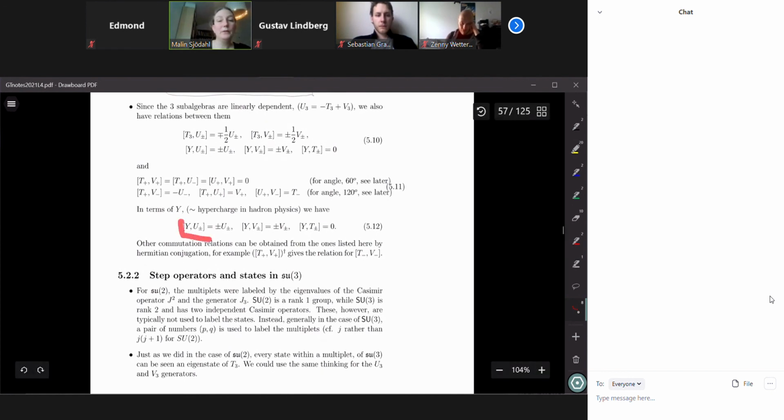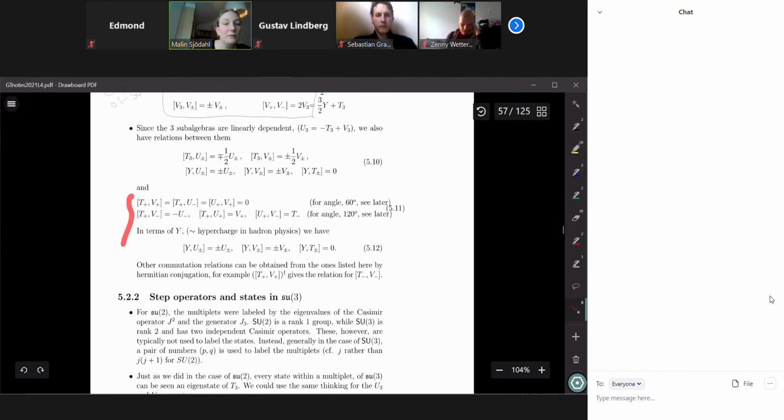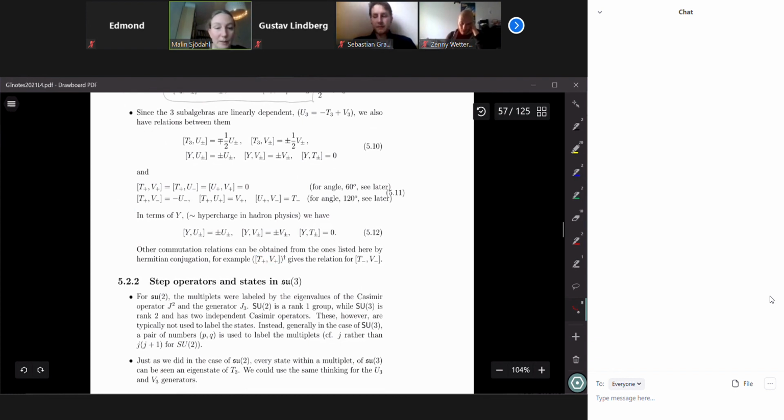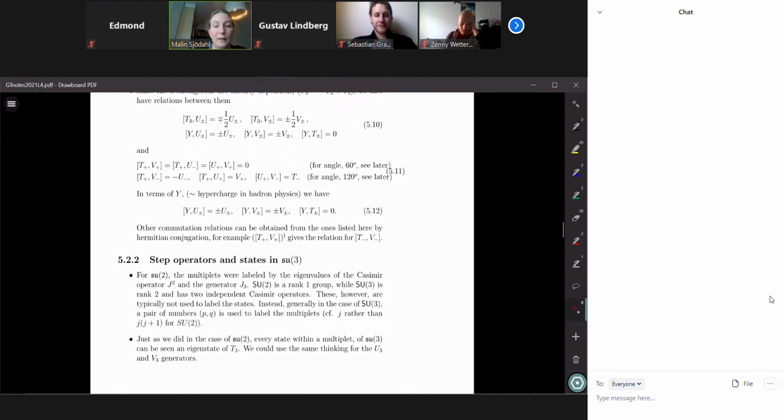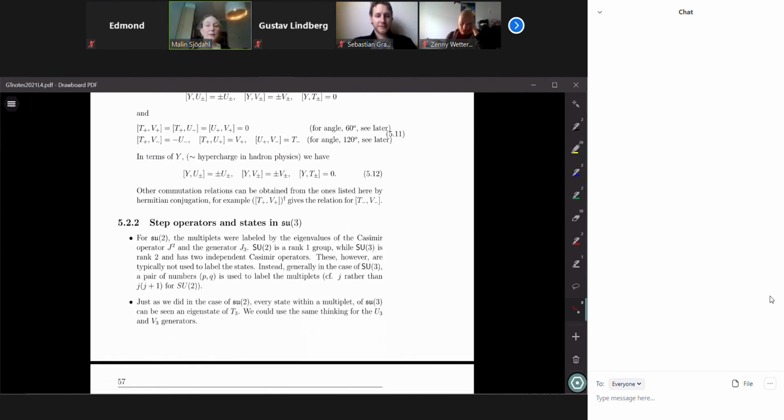Also, the hypercharge Y, as it's called, does not commute with the U's or the V's, but we have some commutator. It is commuting with the T's, and this is why it's nice, because they are simultaneously diagonalizable. The set of commutation relations here is not complete, and more commutation relations can be obtained by daggering the equations. So the dagger of T plus is T minus, and the dagger of V plus is V minus, as for the SU2, where they were called L plus minus and L3 or LZ instead.